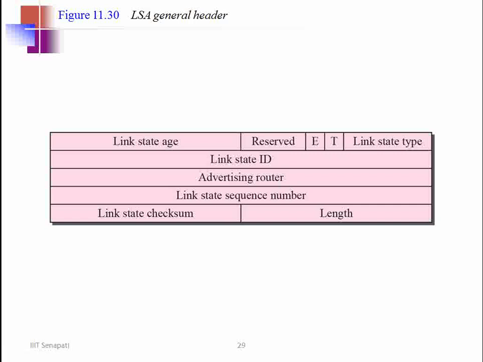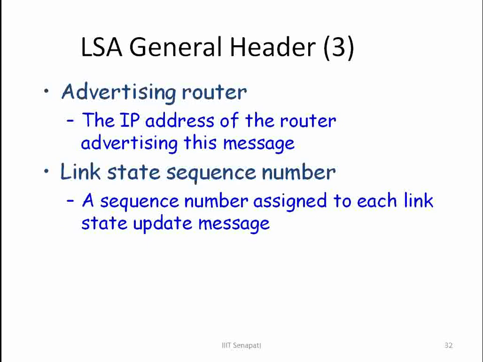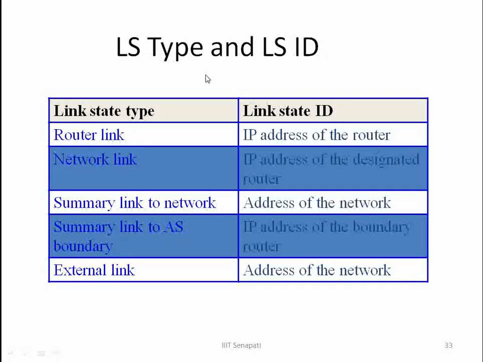Link state ID will depend on the link state type, I will show you in the next slide. For that particular type, it will have the IP address of that particular thing. Let us see. Then the E flag, T flag, advertising router, and link state sequence number. Advertising router is the IP address of the router which is advertising the message. Link state sequence number is a sequence number assigned to each link state update message. These are the LS type and LS ID.